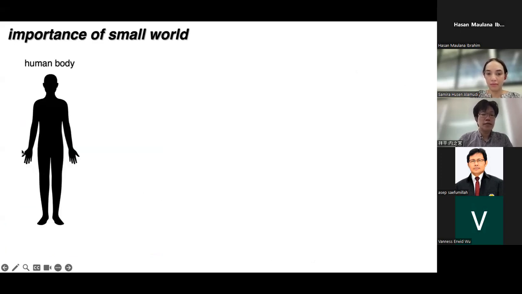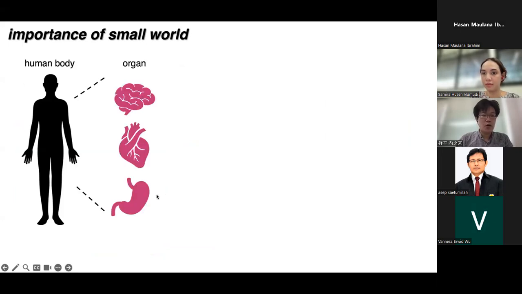So this is the same in the case of our human body. The human body includes several organs, such as the brain and the heart. We can see these organs with our naked eyes. Of course, we need to cut our body, but anyway, we can see these organs with our naked eyes because they are relatively big.